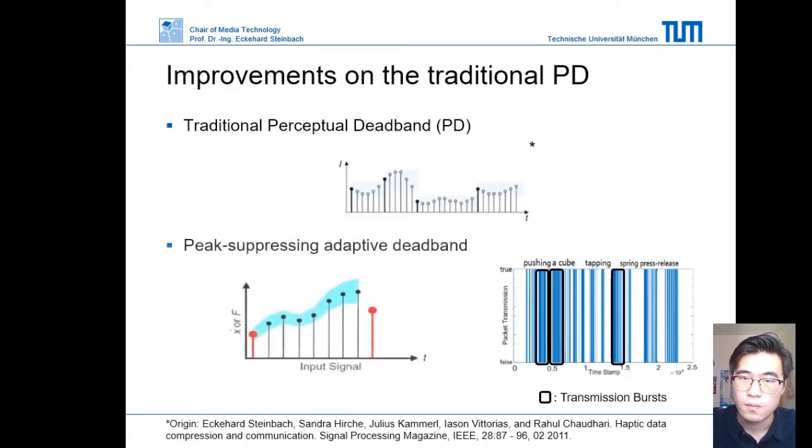In our paper, we innovatively alter the deadband parameter, which is the size of the blue region. We expand the deadband when the algorithm identifies an increase in the packet rate, and vice versa. It can not only reduce the packet rate, but also mitigate the burstiness of the haptic traffic, while still maintaining high user perception.